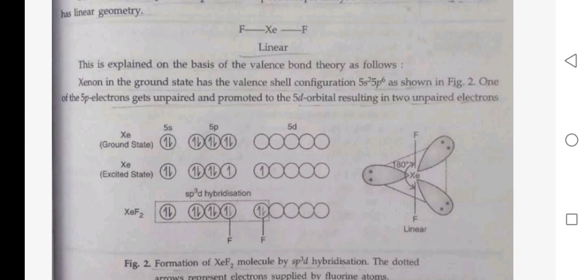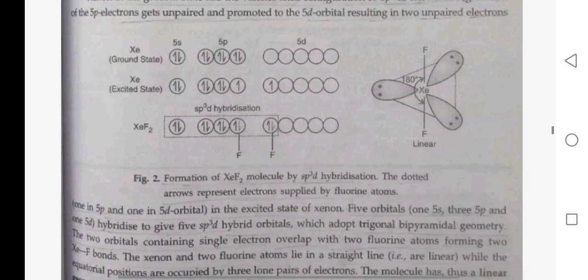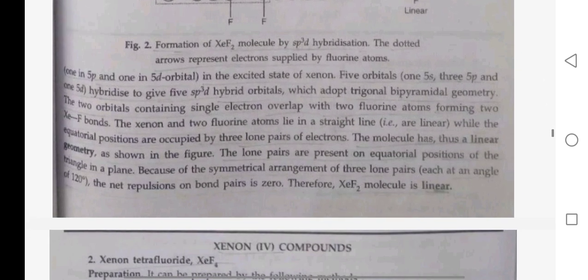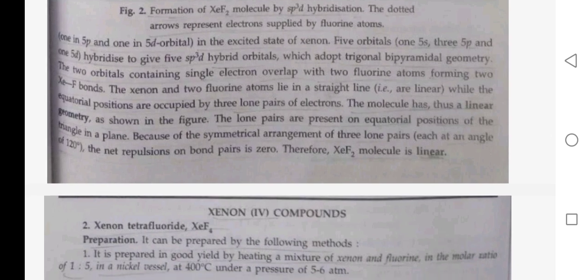Xenon in the ground state has the valence shell configuration 5s2 5p6. One of the 5p electrons gets unpaired and is promoted to the 5d orbital, resulting in two unpaired electrons, one in the 5p and one in the 5d orbital, in the excited state of xenon. These five orbitals hybridize to give 5sp3d hybrid orbitals, which adopt a trigonal bipyramidal geometry. The two orbitals containing a single electron overlap with two fluorine atoms, forming two xenon-fluorine bonds.